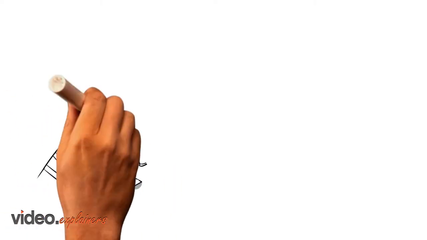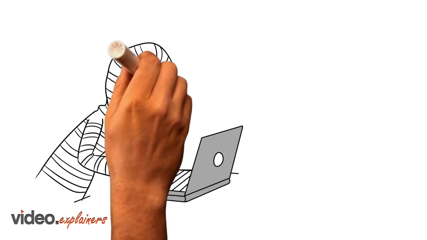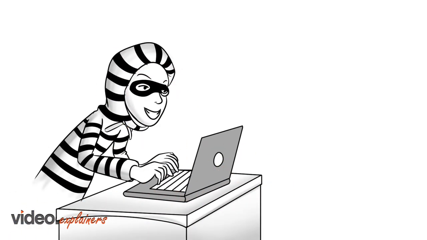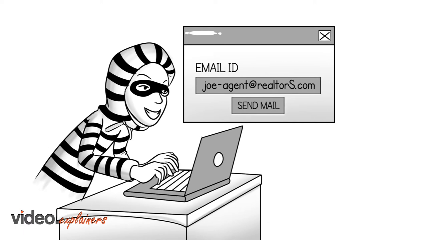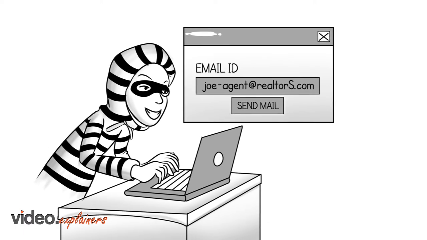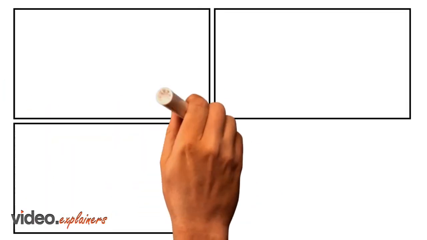Other cybercriminals are more sophisticated. They might use a fake sending email address, which is off by a single letter. For example, instead of joeagent@realtor.com, the fake sender email address might become joeagent@realtors.com. Here are four ways to avoid falling for these scams.